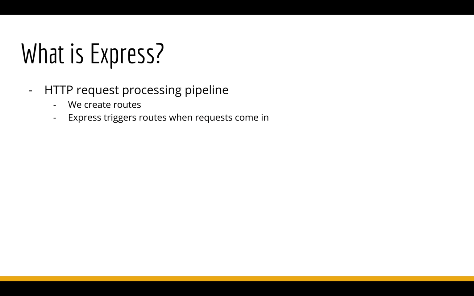First, let's take a look at a high level of what Express is. By now, you've been using it for at least a week, and it's really important to step back and think about what this piece of software is doing for us. At the end of the day, Express is an HTTP request processing pipeline. As requests are coming in, Express handles them, and then using the routes that we create, it triggers the route that matches the request path. That's really what it is.